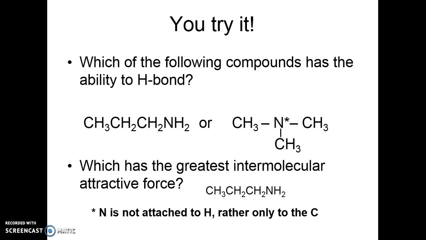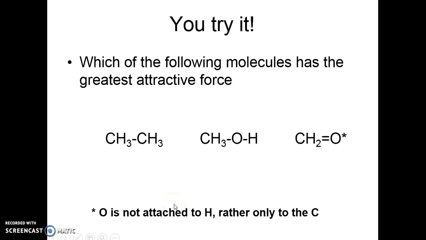Which one has the greater intermolecular attractive force? Well, it's the one that can hydrogen bond. Which of the following molecules has the greatest attractive force? Well, first let's identify the various attractive forces. Here we can have London dispersion forces, dipole-dipole, and hydrogen bonding. And this one has London dispersion and dipole-dipole.